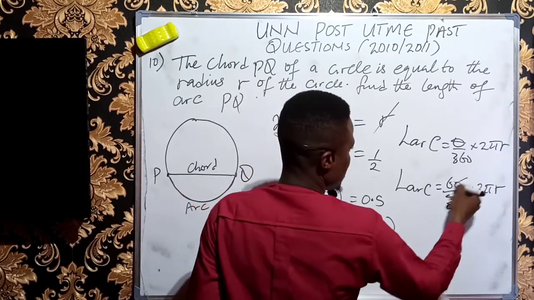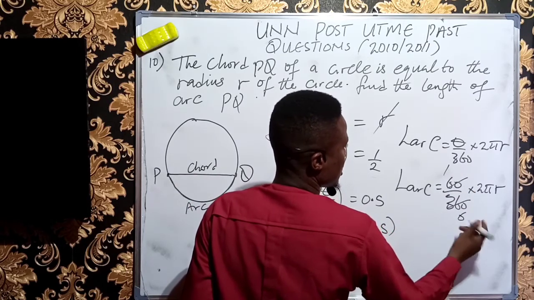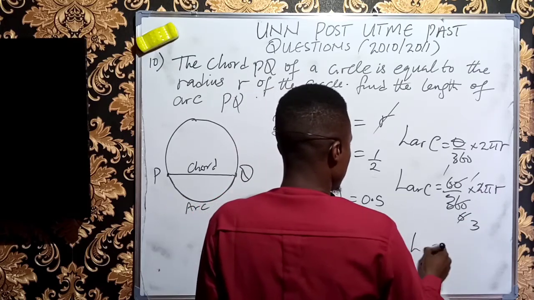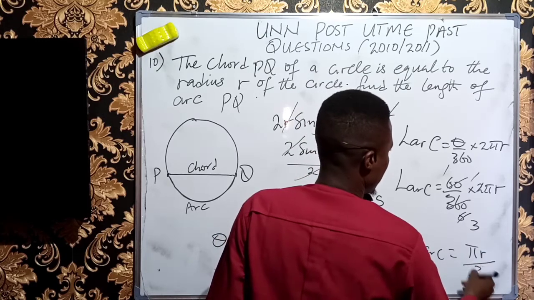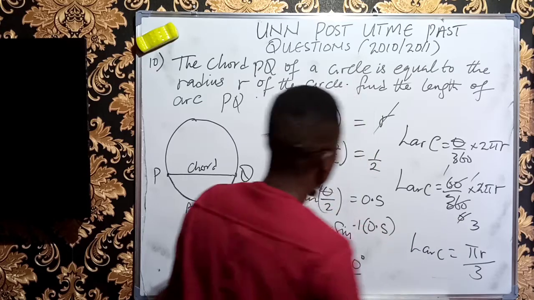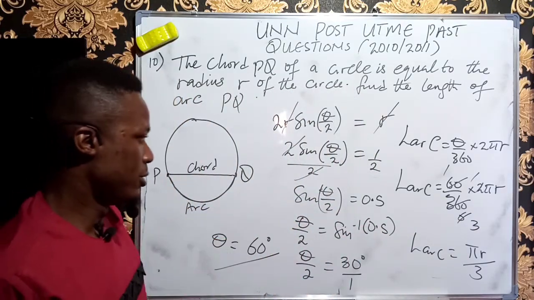Okay. This here is 1. This here will give us 60 over 6, which is 10 over 1... 2 here is 1. 2 here will give us 3. So the length of arc is the same thing as pi r all over 3, because we have cancelled these 2. 2 divided by 6 is giving us 3. So the length of arc PQ is pi r all over 3.